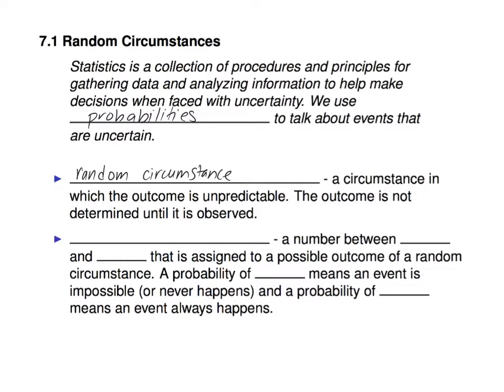So for example, what side will a coin come up when you flip it? You don't know what it is until you actually do it, right? What's the die going to be when you roll the die? What's your grade going to be in this class? That's kind of a random circumstance too, right? Although with some control.